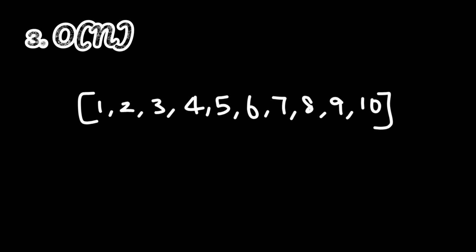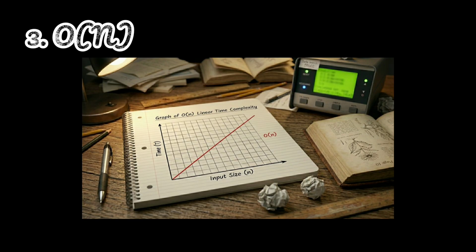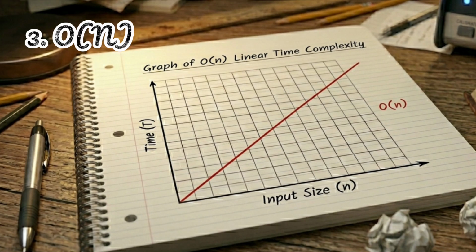If you are array as 1000, the loop will run 1000 times. So as the input grows, this also grows in a linear manner. So the graph for this would be like this.